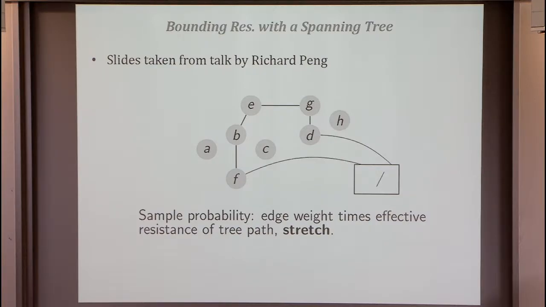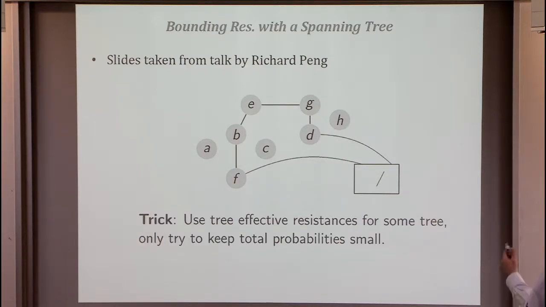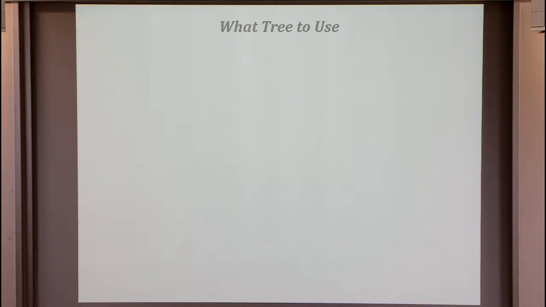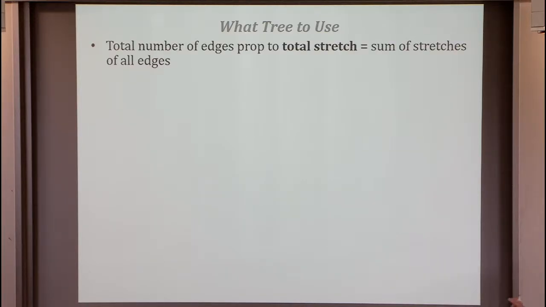If I give you a cycle, then every edge has stretch n. The trick, ignoring that for a second, is that we're going to use the effective resistances on a tree, but try to choose our tree so that this isn't too bad. And the main combinatorial point here is going to be that not all trees are created equal.